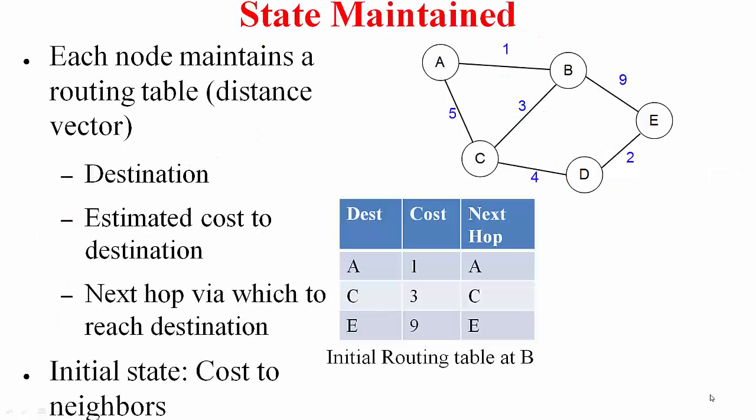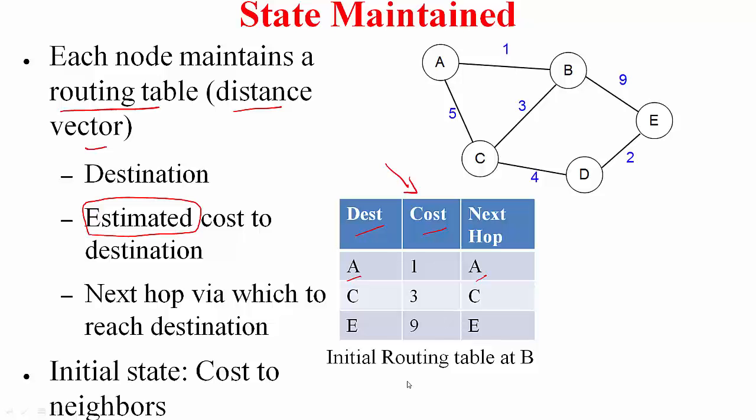Basically the following. Each node maintains what is called a routing table. This is also called a distance vector. So here is the state that it maintains. It consists of three components. One is the destination. Another is the estimated cost to the destination. I would like to emphasize estimated because it doesn't really know the exact cost. It is making an estimate, and as the algorithm proceeds, this estimate will converge to the actual cost. And the third is, to reach the particular destination, which hop should it take?